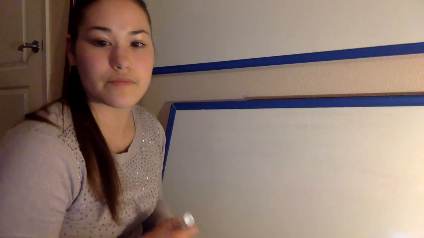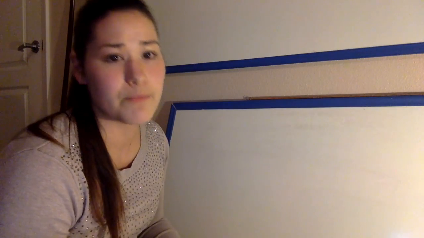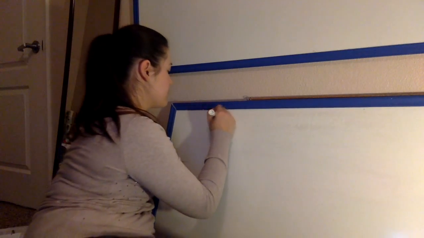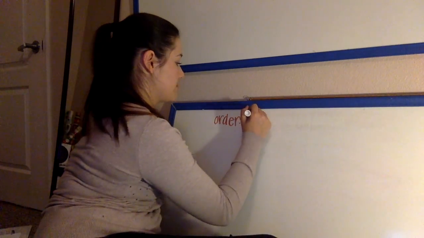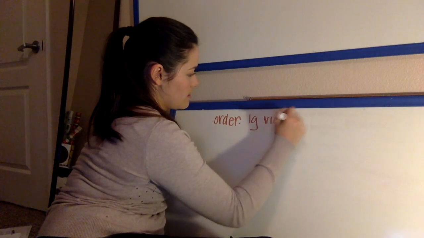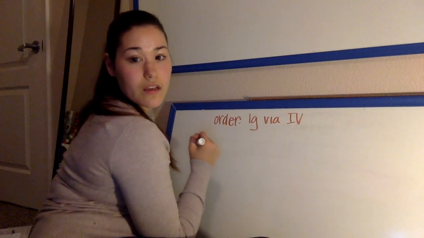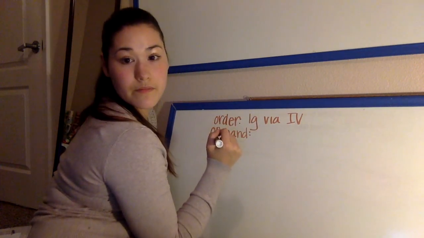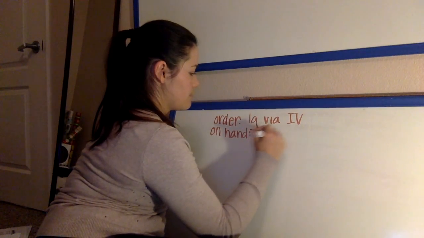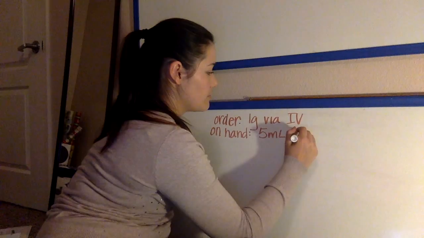So, question numero dos. It says, give drug X 1 gram via IV right now. You have a 5 milliliter ampule of 10%. How many milliliters will you give? So the order we have here is 1 gram via IV. On hand, you have a 5 milliliter ampule of 10%.